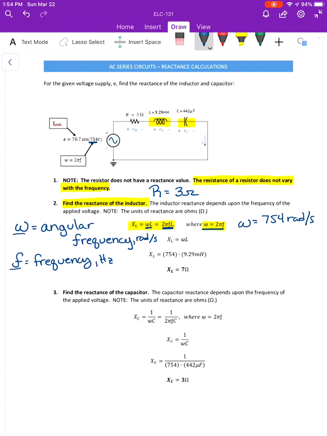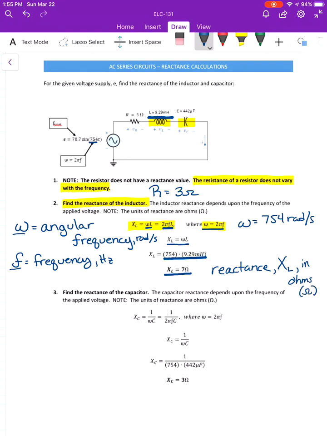As you can see, to find the reactance of my inductor, I have to multiply the 754 radians per second by the 9.29 millihenries that I have for my inductance. And that gives me a reactance of 7 ohms. Remember, reactance is measured in ohms. We call it capital X, and it would be either X sub L for an inductor or X sub C for a capacitor, and it's measured in ohms.